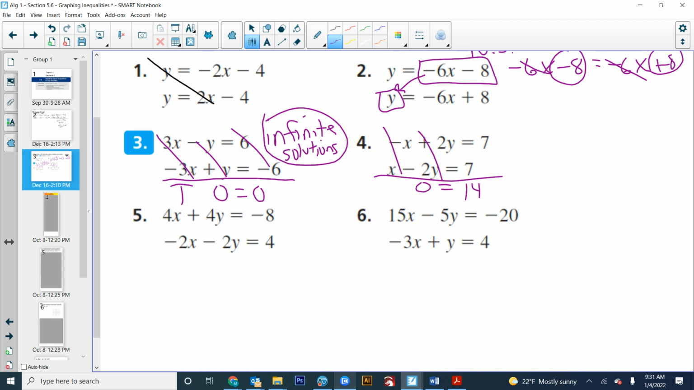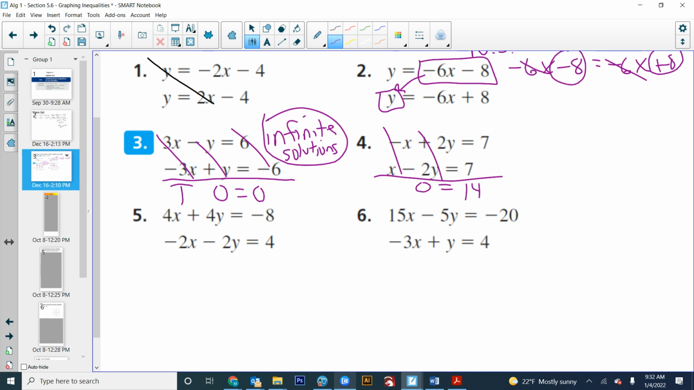So is this true, Alexa? So what do you do, Alexis? What do we got? It's no solution. So what's that mean? No solution. The lines are parallel. Good job. Okay, now we got to do a little work on 5 and 6.